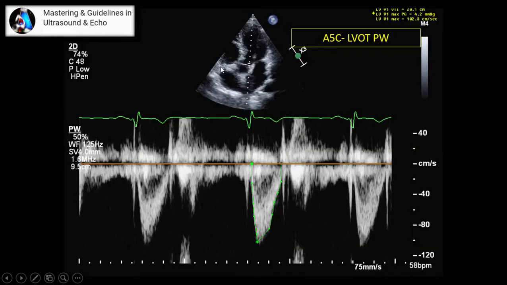Here we do repeated LVOTs by sample volume on the LVOT and then trace it. There are some tips that I covered in the aortic stenosis evaluation. You can check that out.